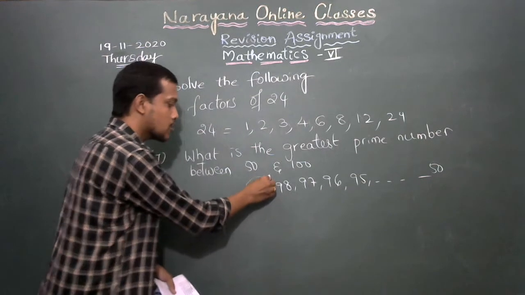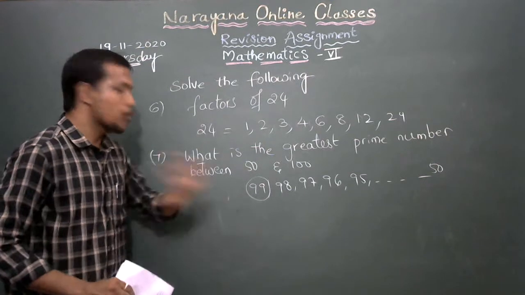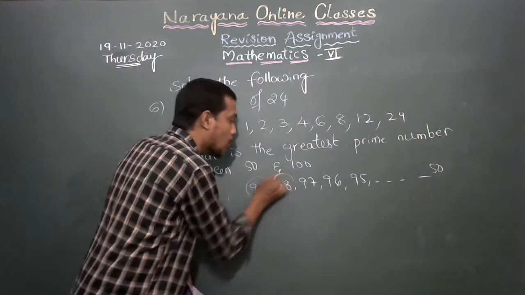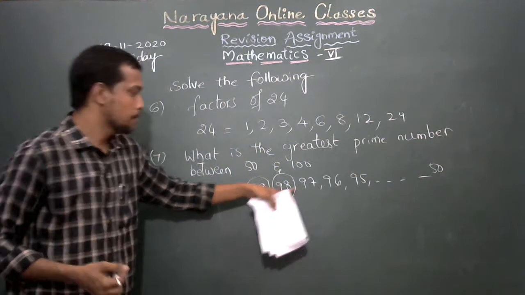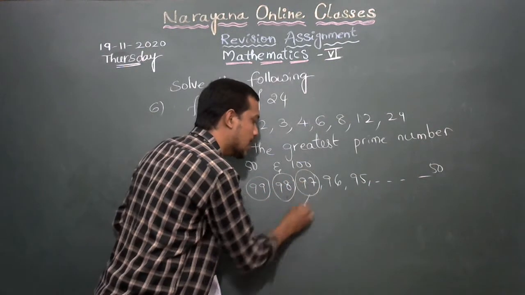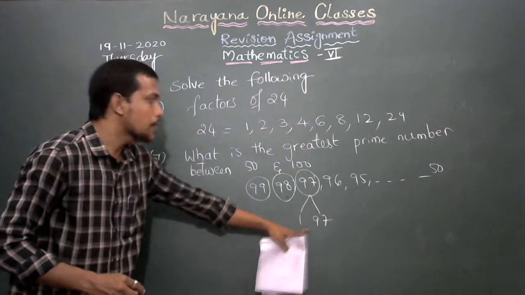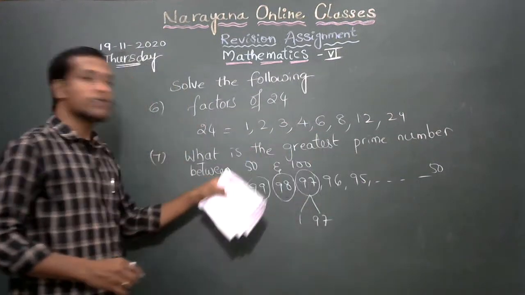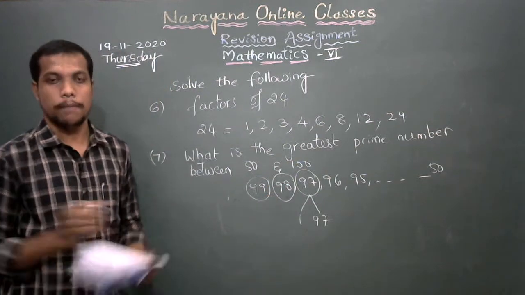99: the factors of 99 are more than 2, so it is a composite number. Now coming to 98. 98 is also a composite number, having more than 2 factors. Now coming to 97. 97 has only 1 and itself as factors, so this is called a prime number. So between 50 and 100, 97 is the greatest prime number.